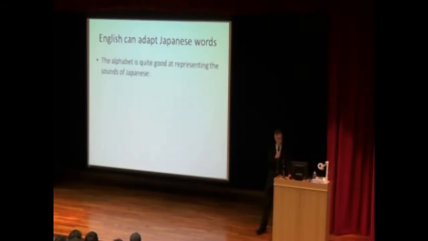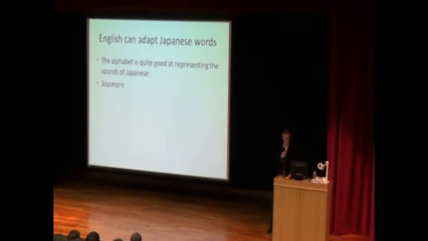So the alphabet can adapt Japanese words. For example, because Japanese only has five vowel sounds, the alphabet is actually pretty good at adapting for Japanese. And Japanese doesn't have very many consonants, so the alphabet is also pretty good for writing Japanese.